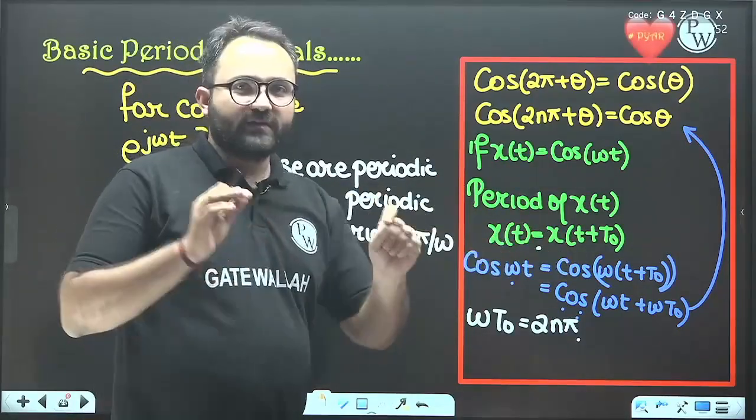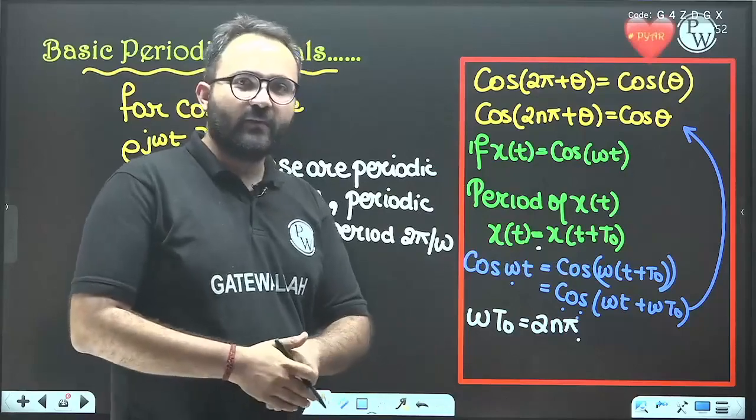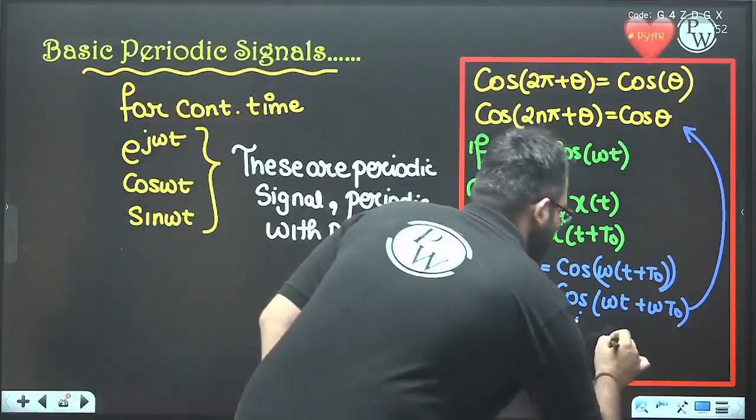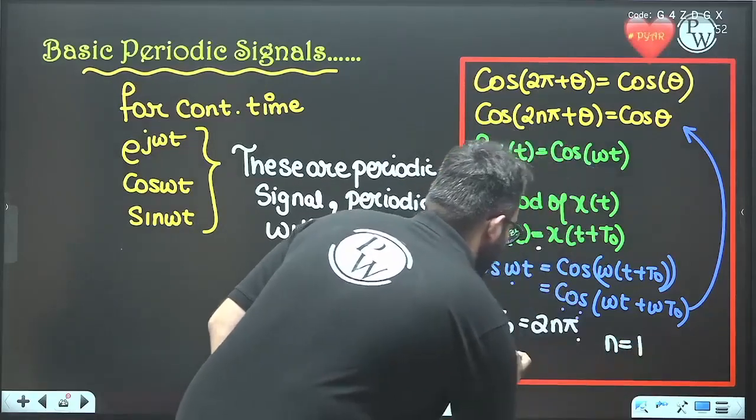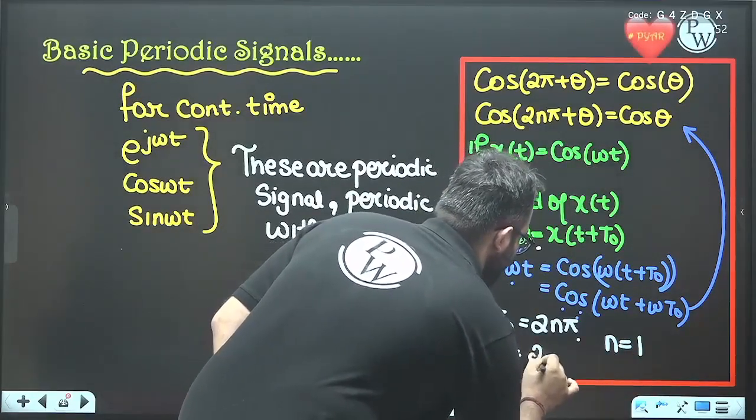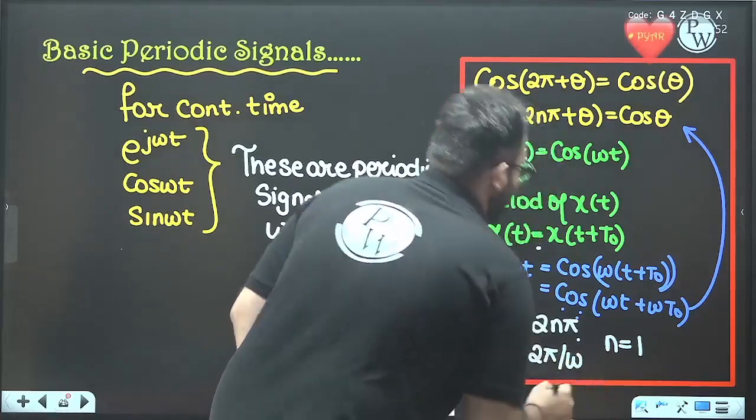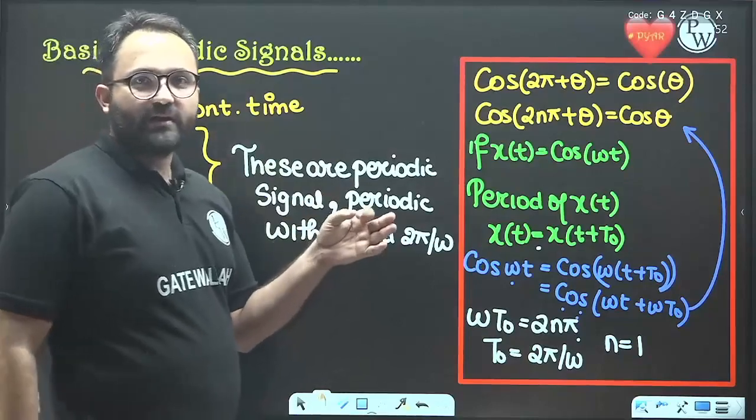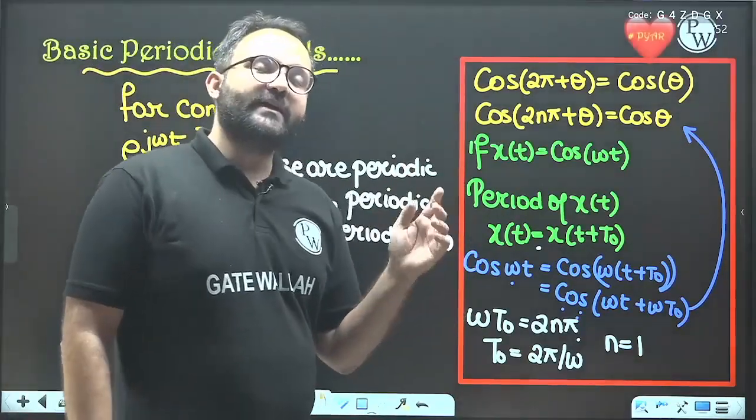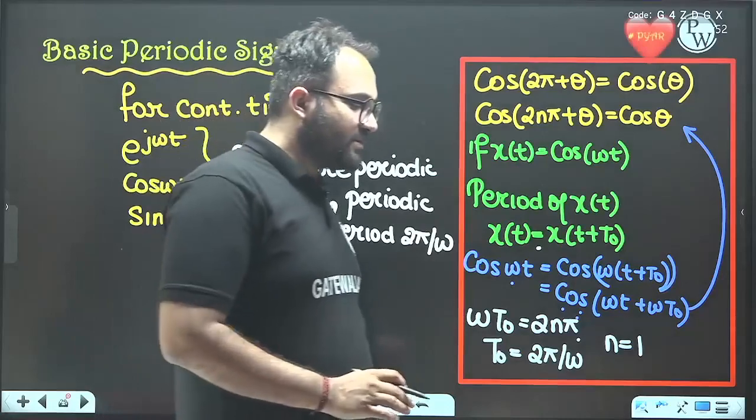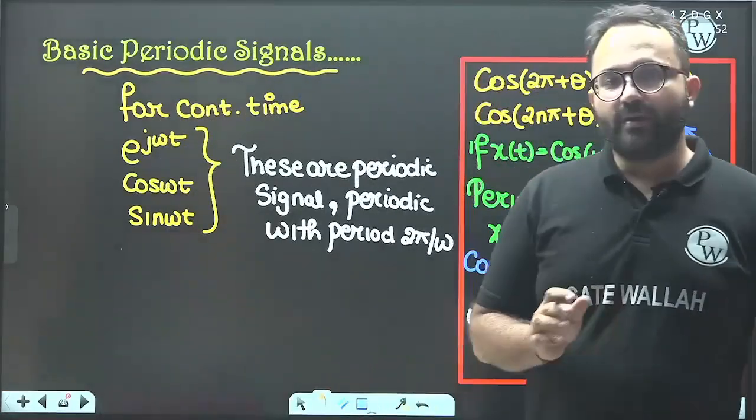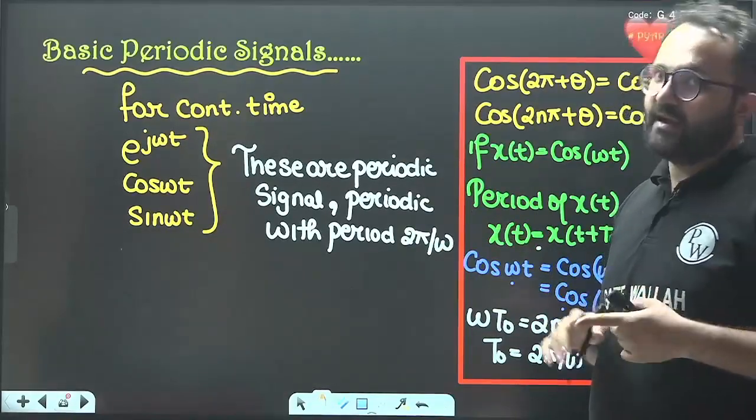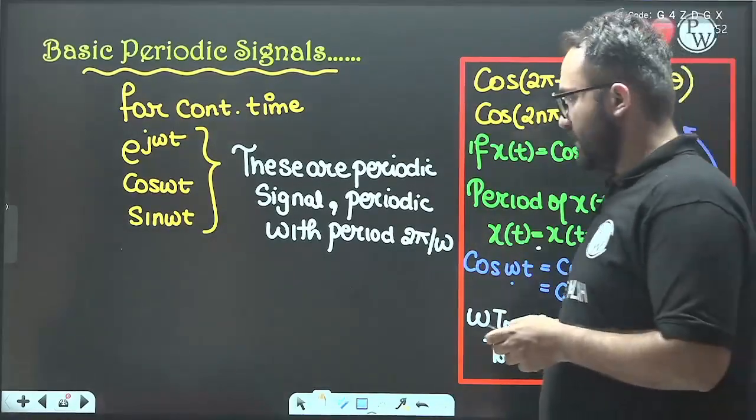T naught is the smallest shift that satisfies this equation. So, we will put small n equal to 1. We will get T naught equals 2 pi by omega. So this time period 2 pi by omega is for cos omega t, sin omega t and e to power j omega t. Always remember that in continuous time domain, these three signals are always periodic and they have the period 2 pi by omega.